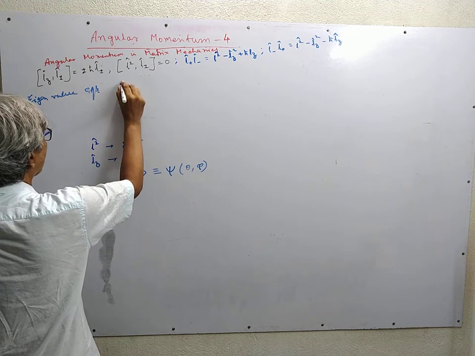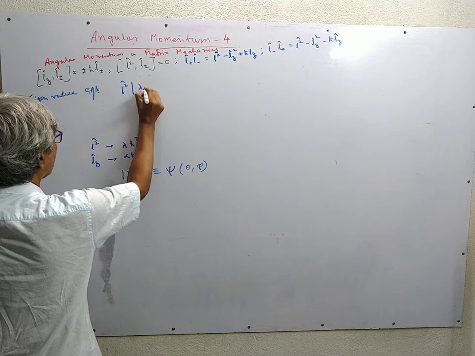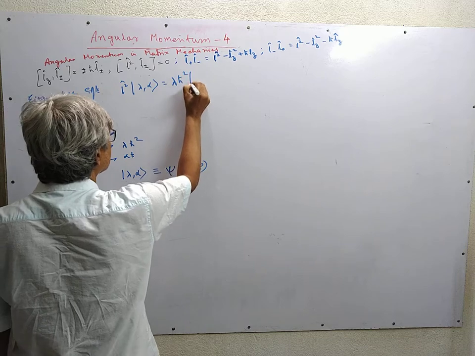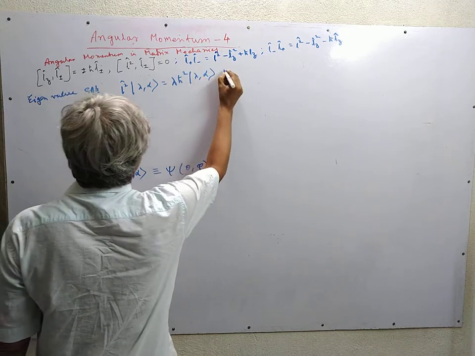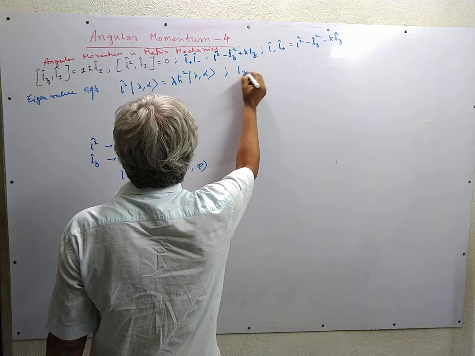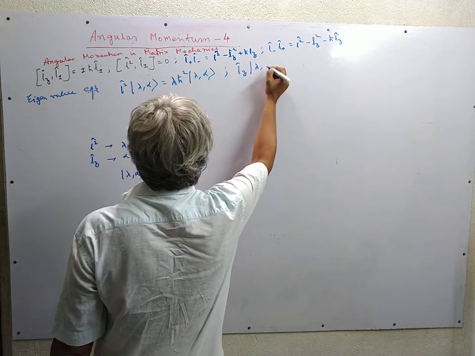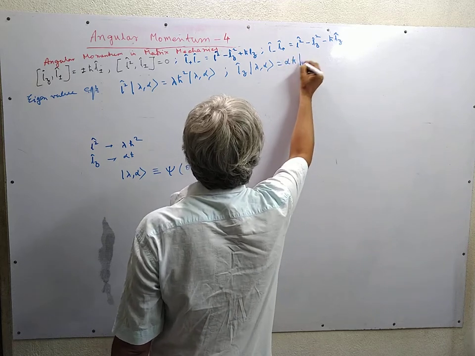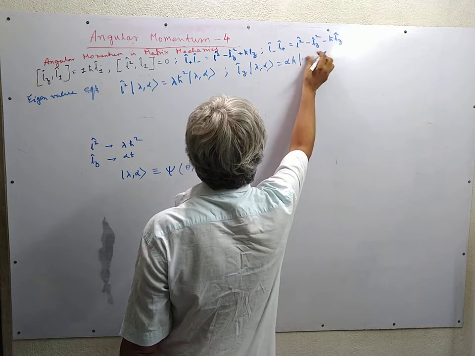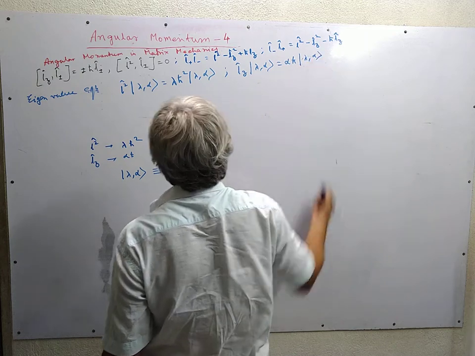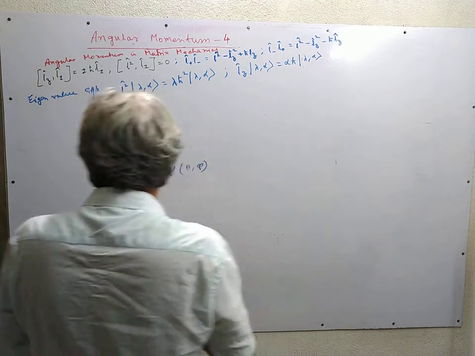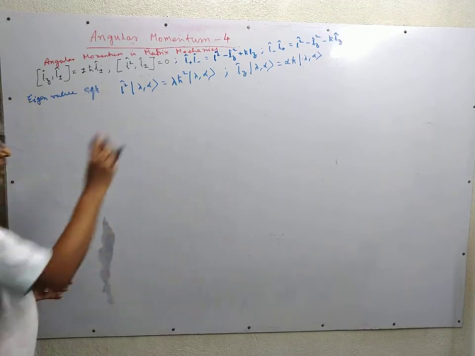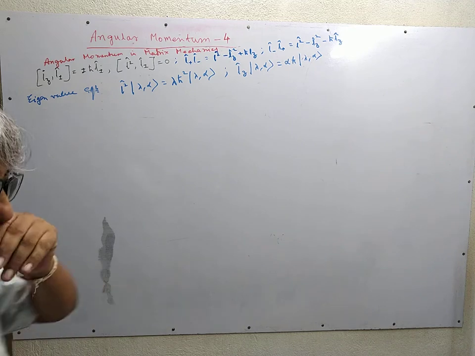So we write the eigenvalue equation: L square operator operating on lambda alpha gives you lambda H line square lambda alpha, and Lz operating on the lambda alpha ket gives you alpha H cross lambda alpha. These are the eigenvalue equations. Our aim is to find out the values of lambda alpha.